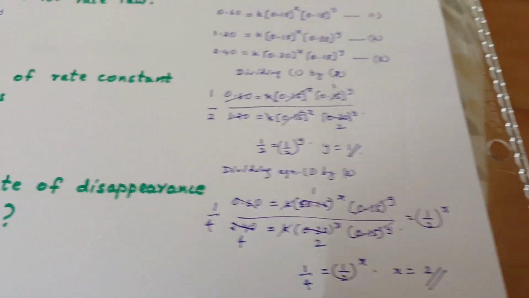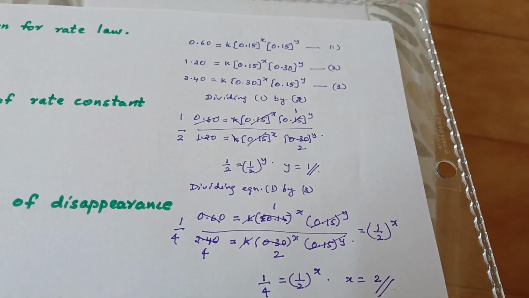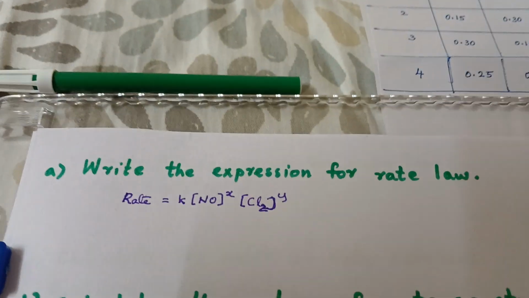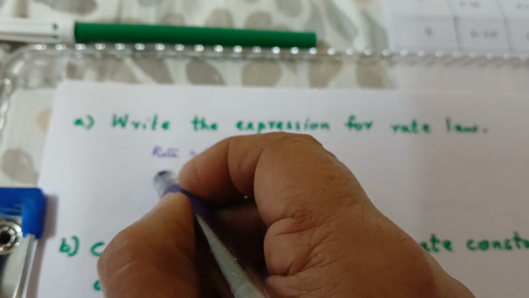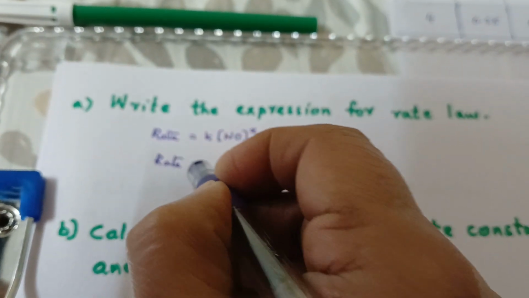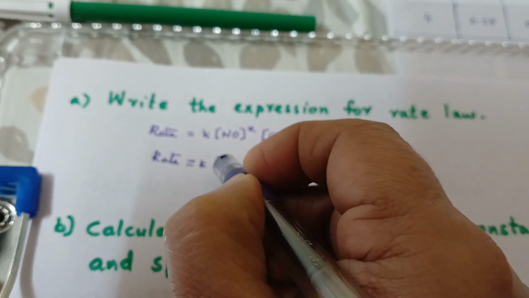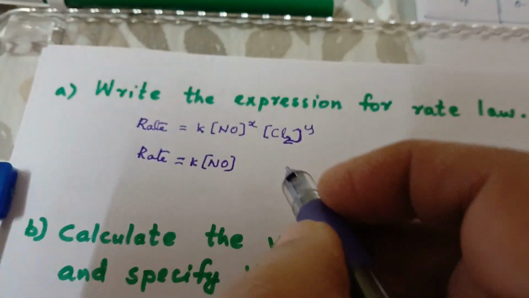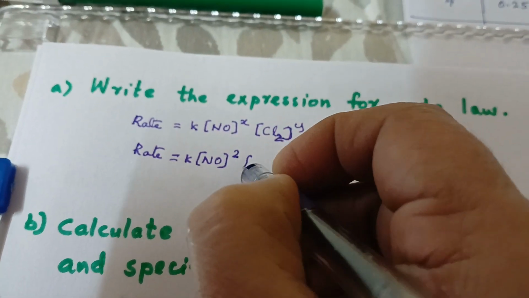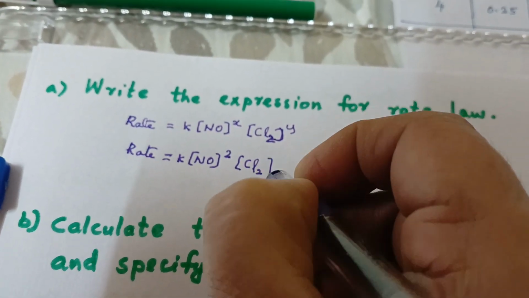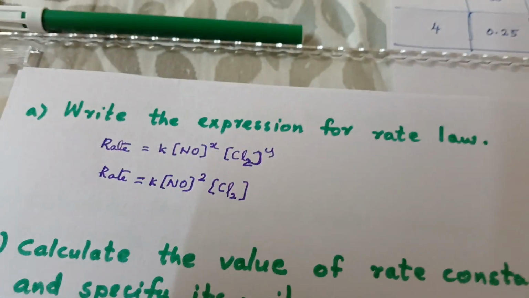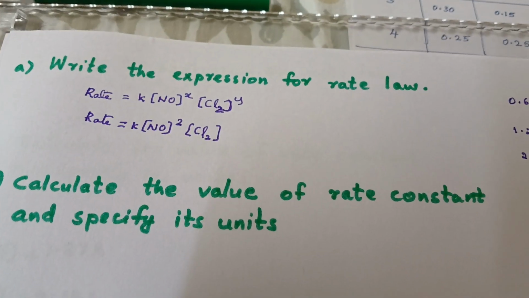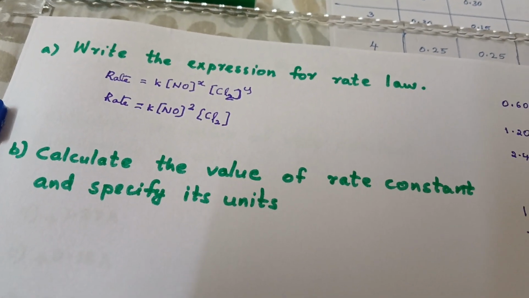Now we know X and Y. Let us substitute their values in the rate equation. So rate equals K into concentration of NO raised to 2 into concentration of Cl2 raised to 1. We need to write that. So that is the expression for rate law.